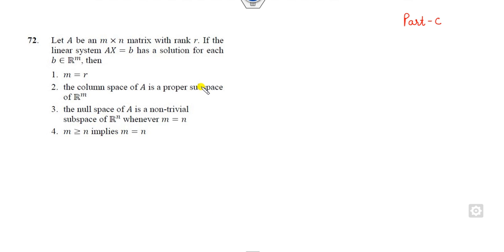Okay, now look at this again. This is question number 72, which is again part C, so it has more than one correct option. Now how can you solve that? If A is m cross n, then the linear system Ax equals B has a solution. So the solution is given to you. What is the meaning of that?